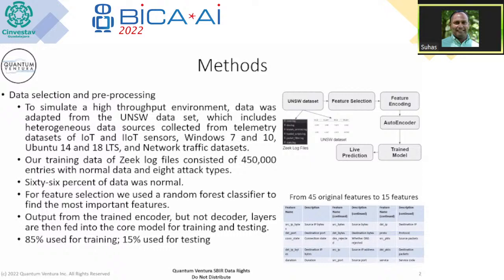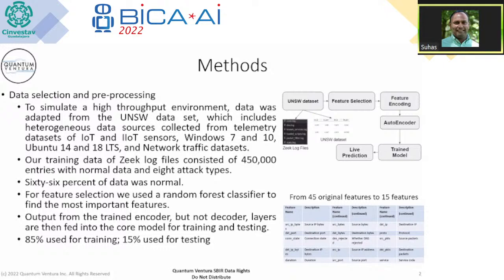For the feature selection, it started with originally 45 features. Then we removed 2 having to do with the label, the type of attack. That was about 42 or 43 features, and that's still a lot of features. So then we used a random forest classifier to down select among the original features. And then you'll see the results there on the right.